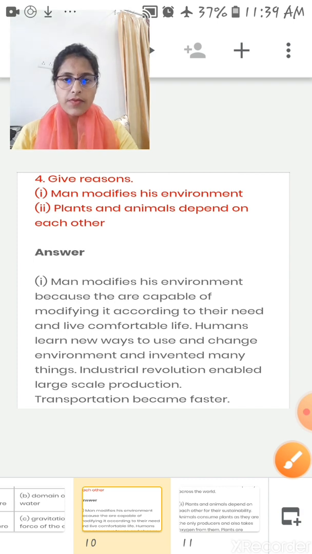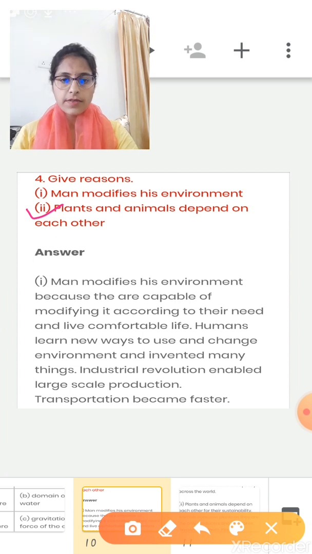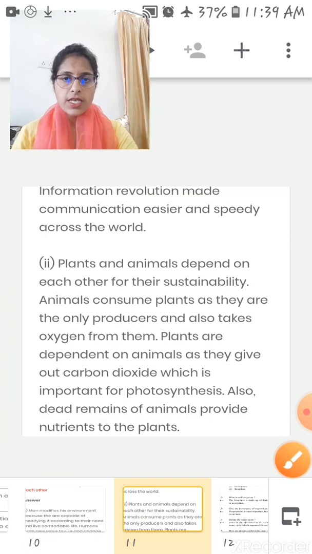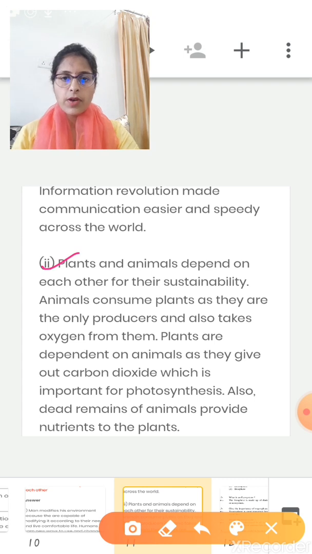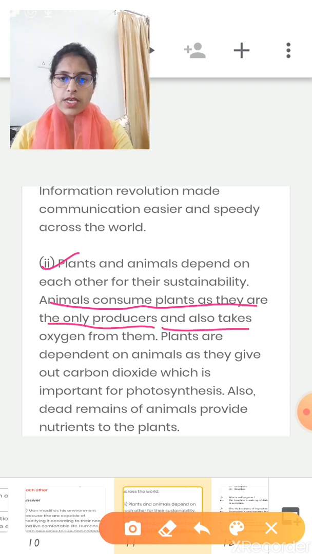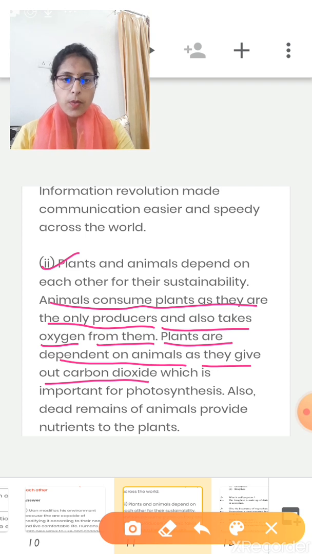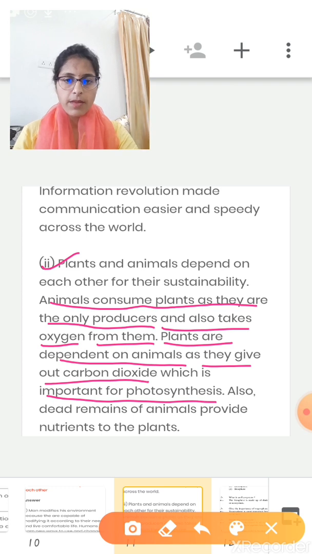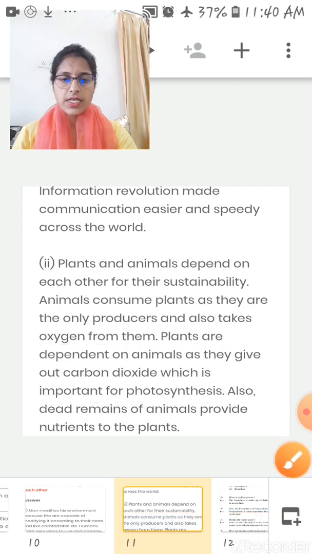Now the next, second give reason: plants and animals depend on each other. So the answer is yes. Plants and animals depend on each other for their sustainability. Animals consume plants as they are the only producer and also take oxygen from them. Plants depend on animals as they give out carbon dioxide, which is important for photosynthesis, and also the dead remains of animals provide nutrients to the plant. So this is all about your NCERT solution.